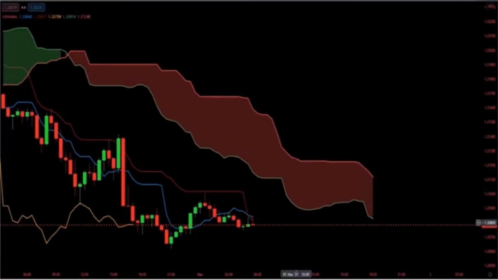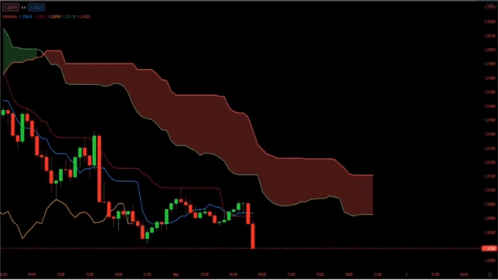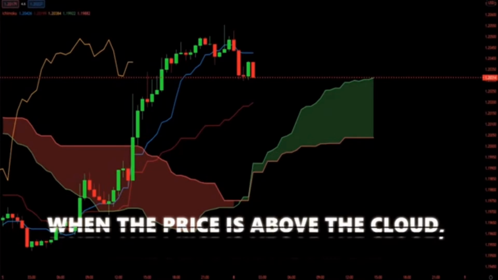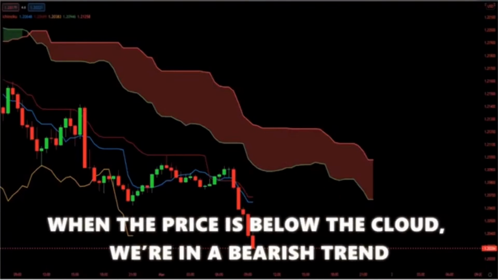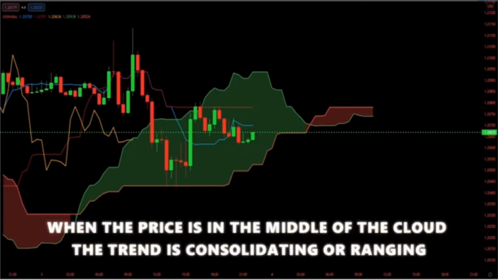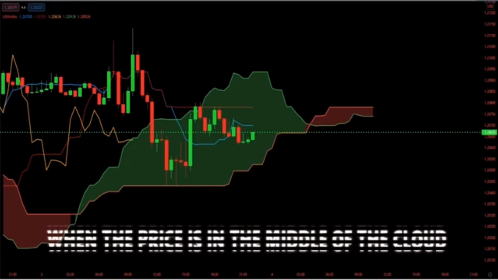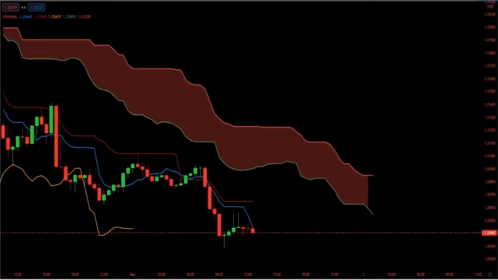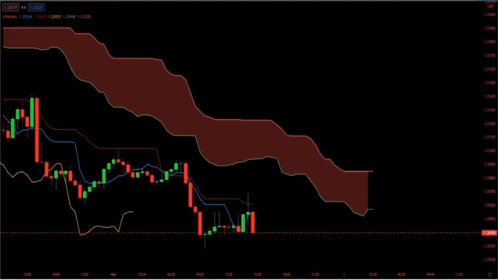Despite the graph complications, simply looking at the colors of the cloud can help you determine the direction of the market. Here are some basic interpretations of the Ichimoku charts. When the price is above the cloud, we're in a bullish trend. When the price is below the cloud, we're in a bearish trend. When the price is in the middle of the cloud, the trend is consolidating or ranging.